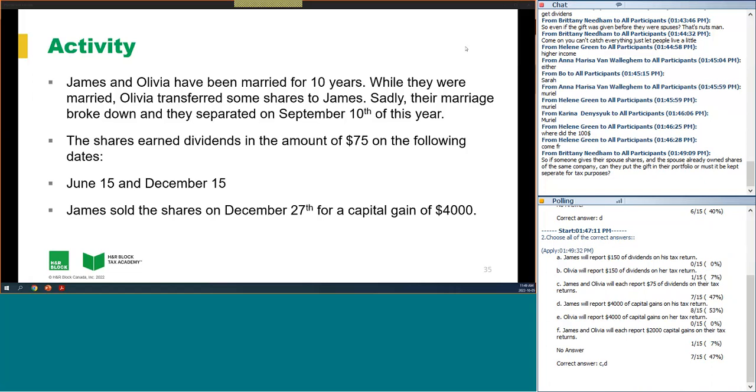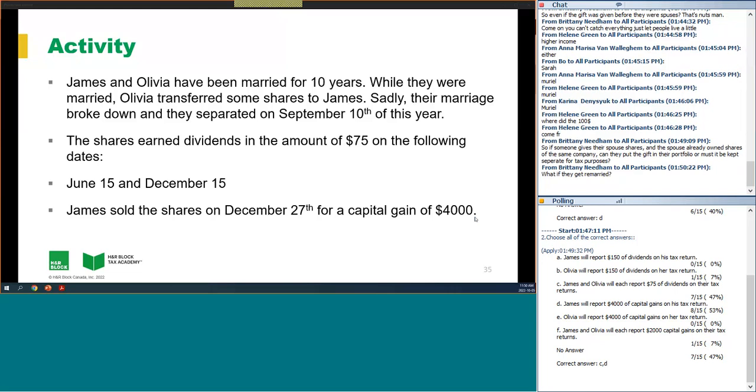I think you guys did pretty well. Overall, you noticed that they're going to split the dividends because the first dividend happened while they were married. So the first dividend belongs to Olivia. The second dividend happened after they were separated, so the second dividend belongs to James. And the capital gain belongs to James because they were separated and it's his. After they separated, it's still his, and we don't attribute it back because they're not married. So the correct answers were: James and Olivia will each report $75 of dividend income, and James will report the full capital gains.